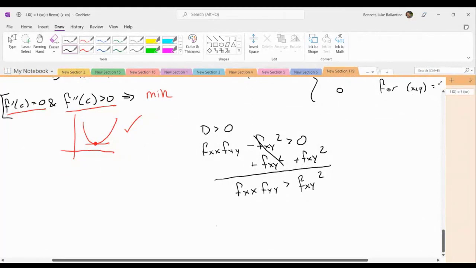Okay, so D is greater than 0, but what if fxx is less than 0? Then what is fyy? If fxx is less than 0, then is fyy greater than or less than 0, for this whole thing to be greater than 0?